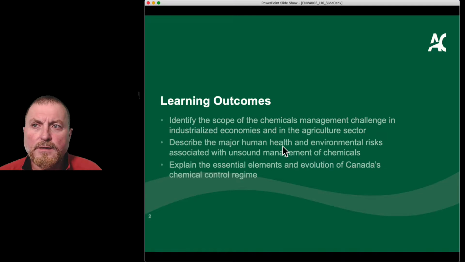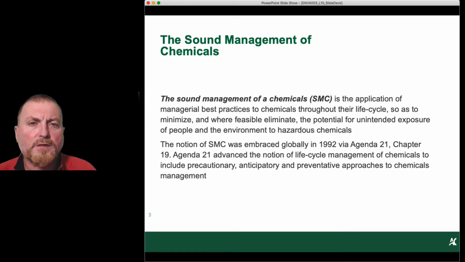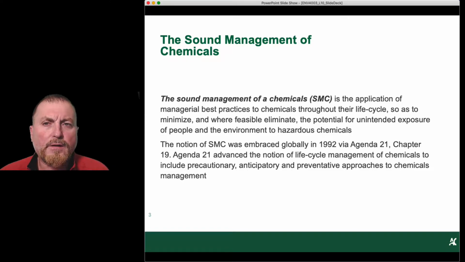Let's describe what the sound management of chemicals is, because all regulation in the area of chemicals tries to encourage the sound management of chemicals. The sound management of chemicals is the application of managerial best practices to chemicals throughout their life cycle, so as to minimize and, where feasible, eliminate the potential for unintended exposure of people and the environment to hazardous chemicals.